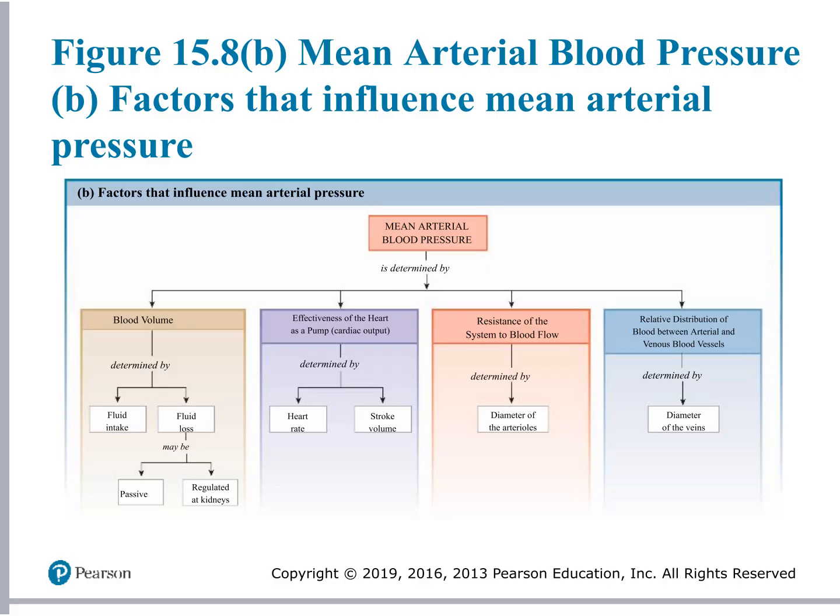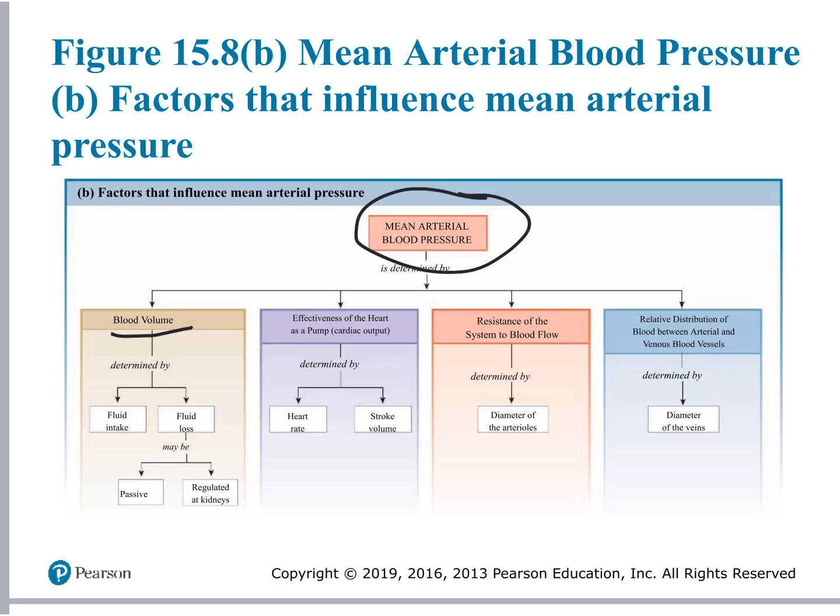This is a pretty good chart to look at, things that determine the mean arterial pressure. If we look at blood volume, how does blood volume affect the blood pressure? It has to do with your fluid intake, fluid loss. Basically, blood volume affects your blood pressure. An increase in blood volume will increase the blood pressure.